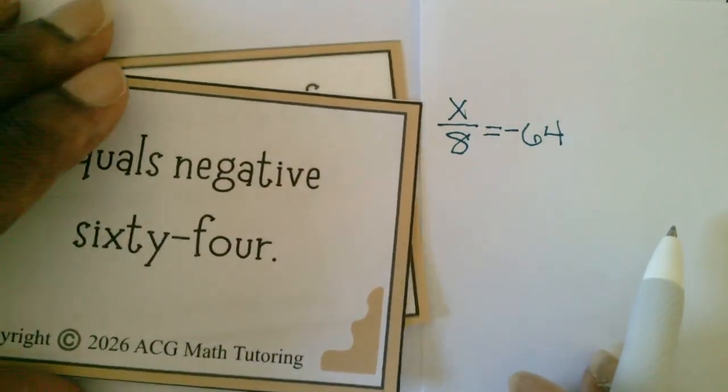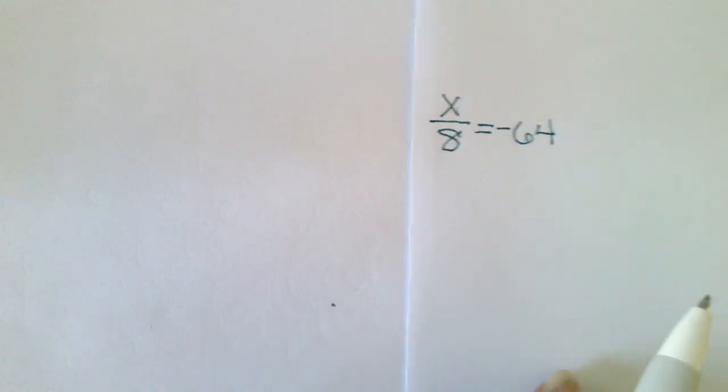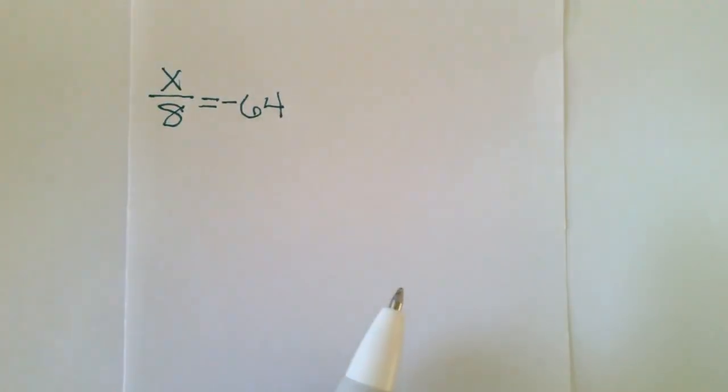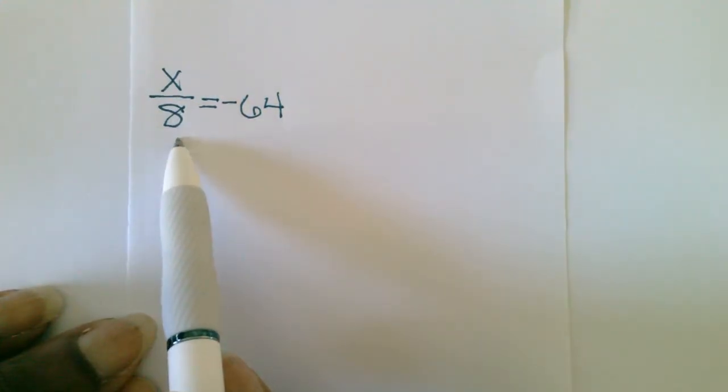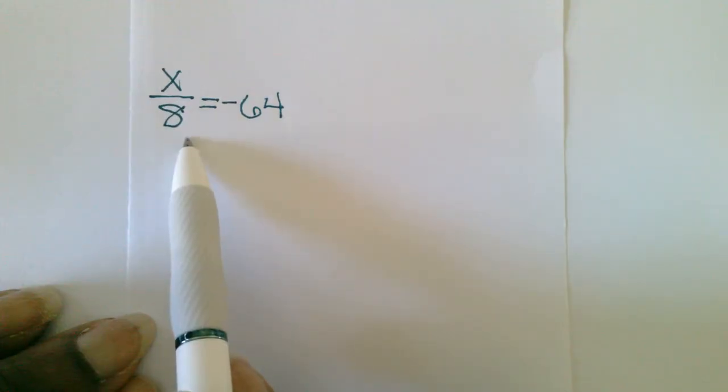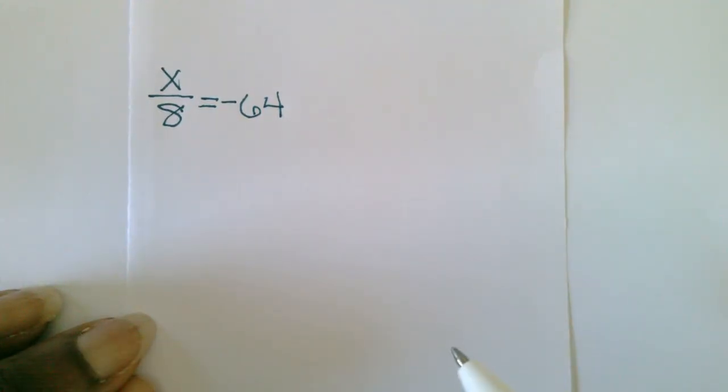So now, good morning, Keisha. How are you? So now, let's go ahead and solve. Oh, okay. I see what you were doing before. Sorry. So now we're going ahead to solve. We have this fraction: x over 8 equals negative 64.